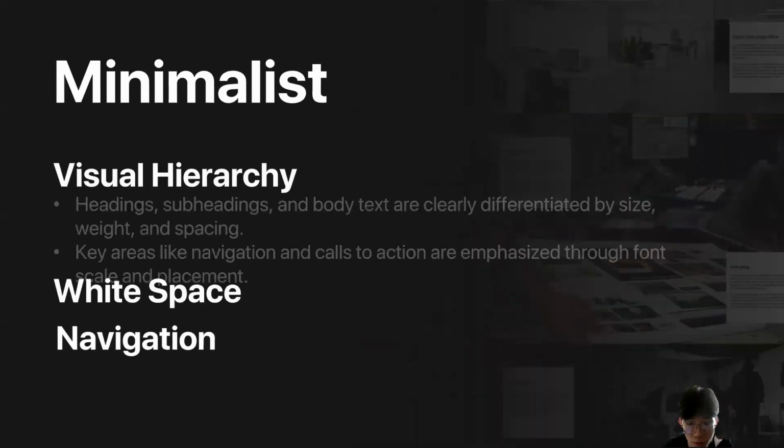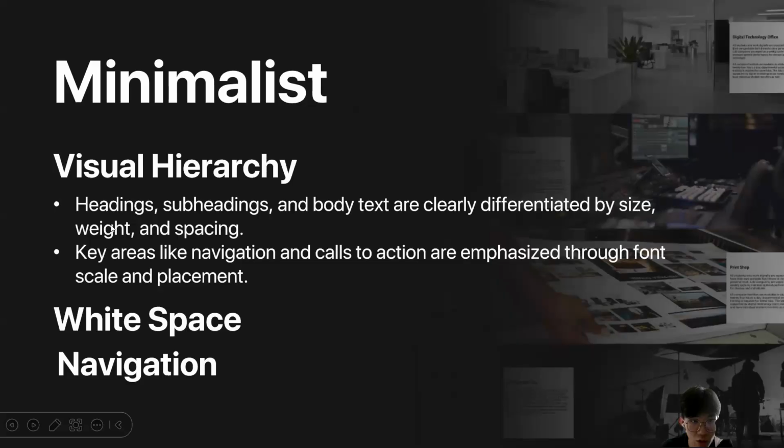Okay. So for the first one, our visual hierarchy. The headings, subheadings, and the body text are clearly differentiated by the size, weight, and spacing. Alright. And the key areas like navigations and calls to action are emphasized through the font scale and the placement. Okay, so this is the example we put here.